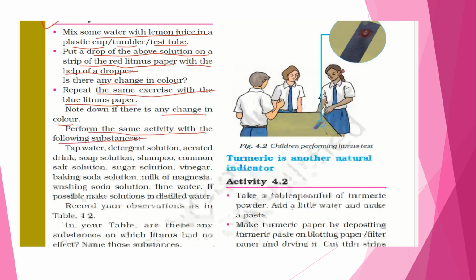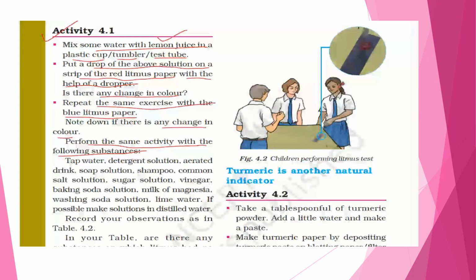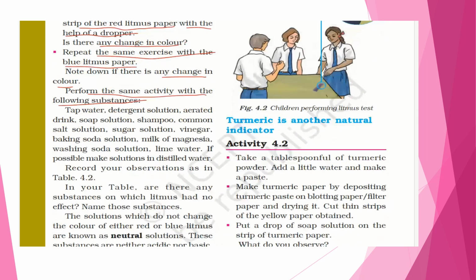So we know that lemon juice is acidic in nature. So acid turns the indicator blue litmus red. So blue litmus will be converted to red. But when we are using red litmus, there will be no change of color, right? So blue litmus will turn red in this experiment. Now tap water, detergent solution, aerated drink, soap solution, shampoo. These are a few substances they have given you. You can take the litmus paper and keep recording the result you get when you dip it in these solutions, whether washing soda solution, baking soda solution, or lime water, which we have done here.